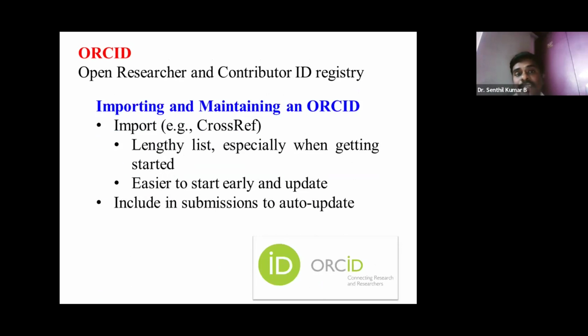And importing and maintaining an ORCID is very important. It will have a lengthy list, especially when getting started, and it is easier to start early and update. So include it in submissions to auto update. Once you click on that in your account and give the option of auto update, it will update automatically. Whatever publications match the name you have given, the account will pick up and add to your account. So that's very simple. Here it will be either Scopus or Web of Science. All the publications will be pulled together here.